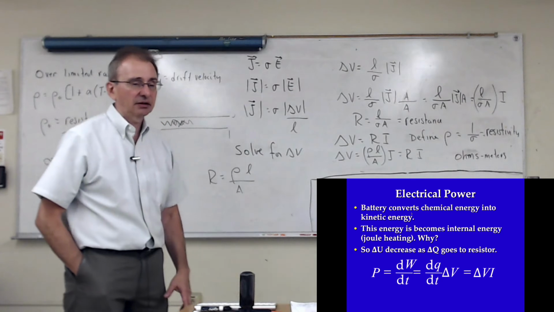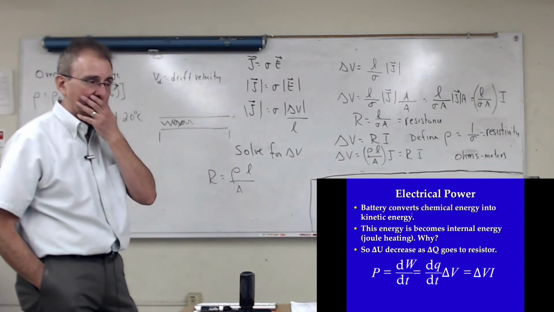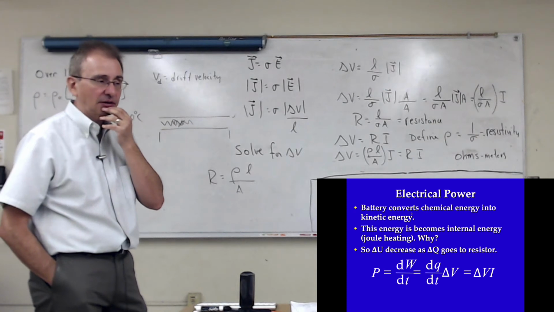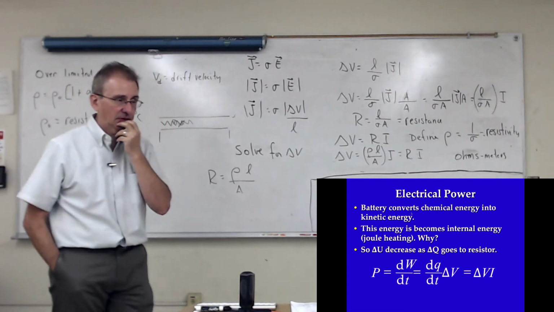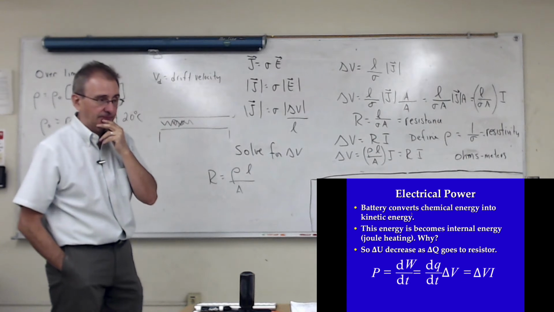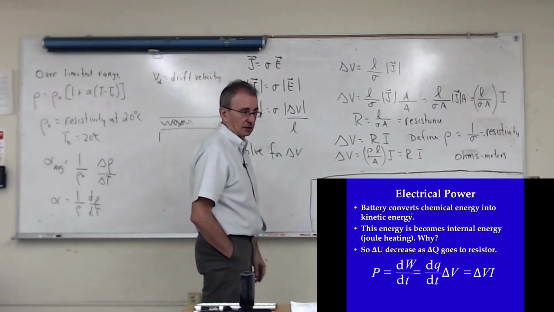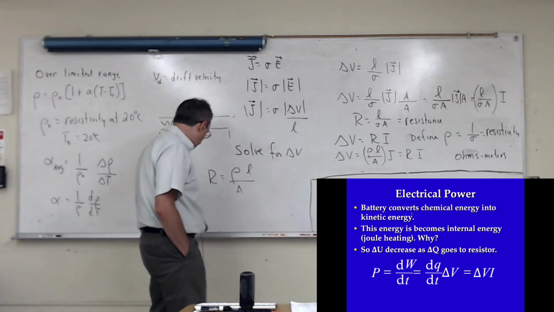So we want to look at the rate at which energy is dissipated in a circuit or any circuit element. And that's called power. Power is dW/dt.